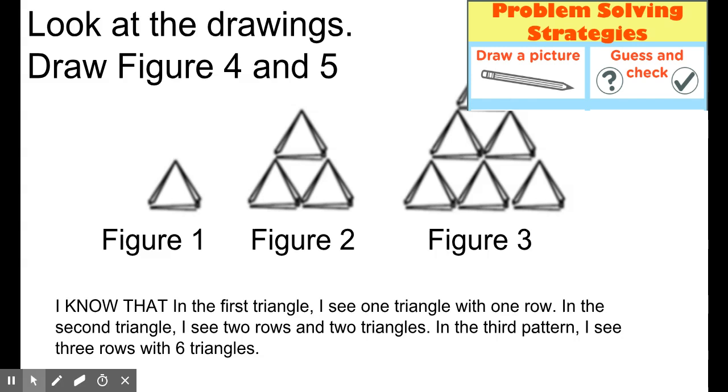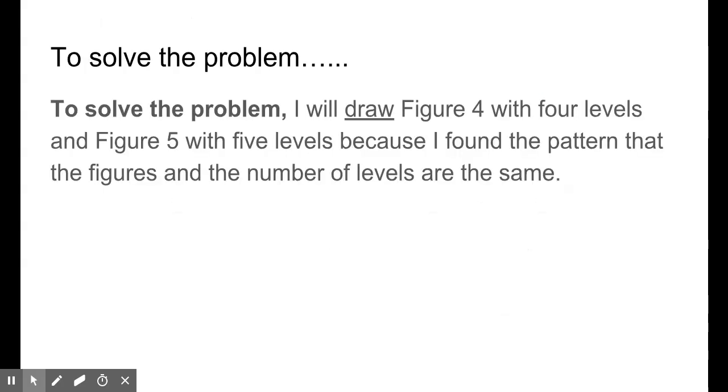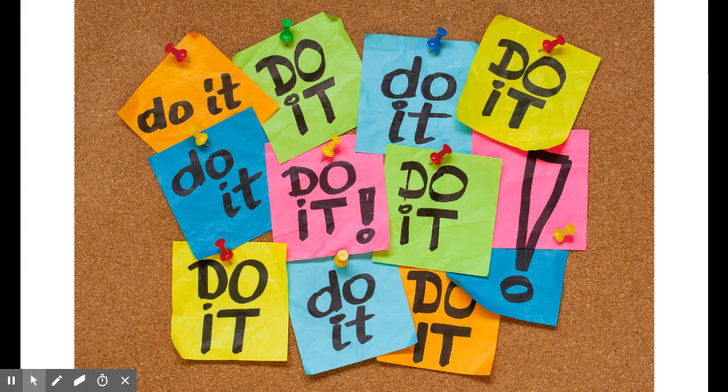Okay. And of course, we're going to use our solving strategy, which was to draw a picture, and back to that L. This is our plan. To solve the problem, we're going to draw figure 4 with 4 levels and figure 5 with 5 levels, because you found that the pattern is that the figure number and the number of levels are the same. So now it's all about just doing it.